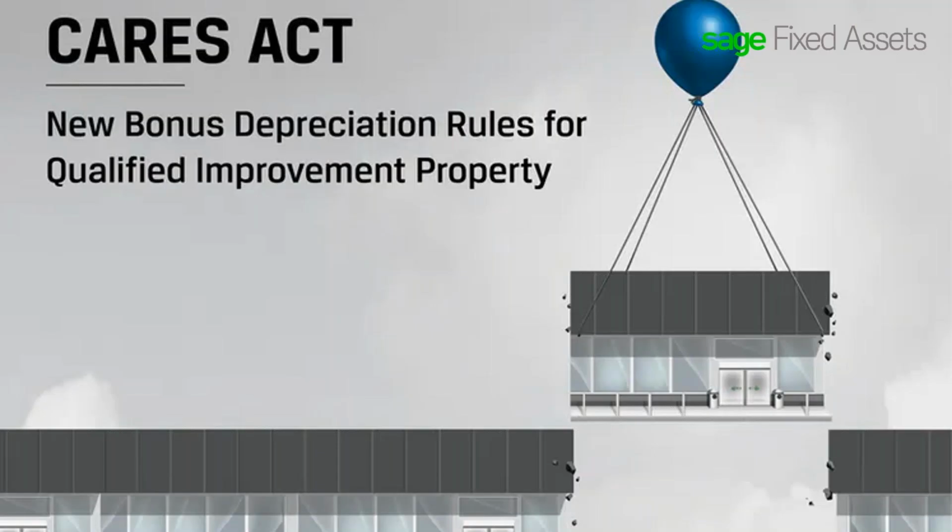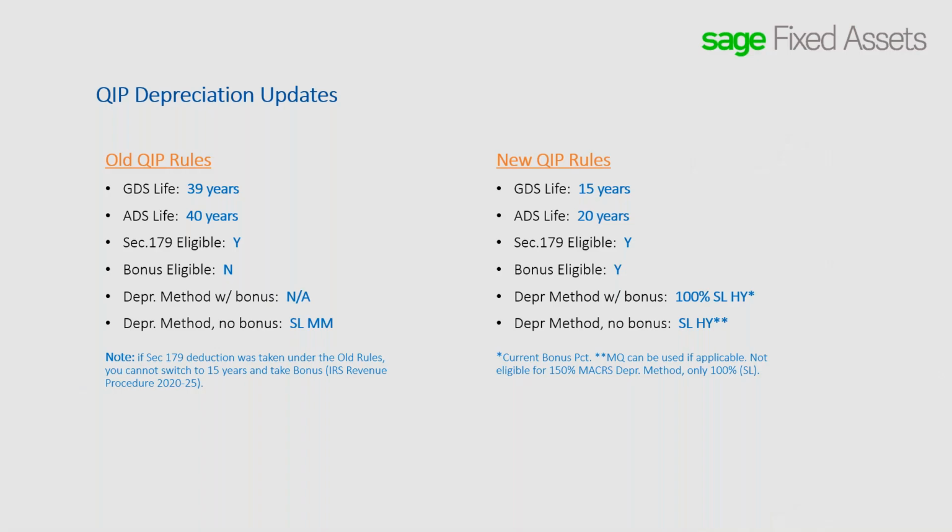Now let's talk a bit about the CARES Act changes. So those of you that have any qualified improvement property that may be impacted by the changes in the CARES Act, our solution already supports this. We were anticipating this since technically this is really a technical correction that should have been included in the TCJA a couple of years ago, but they finally made the change now, so we already supported this.